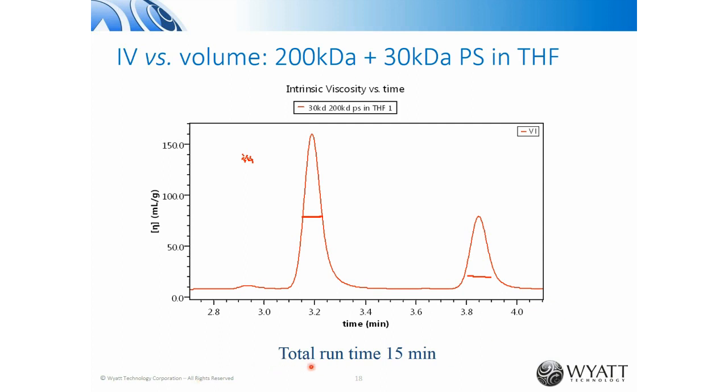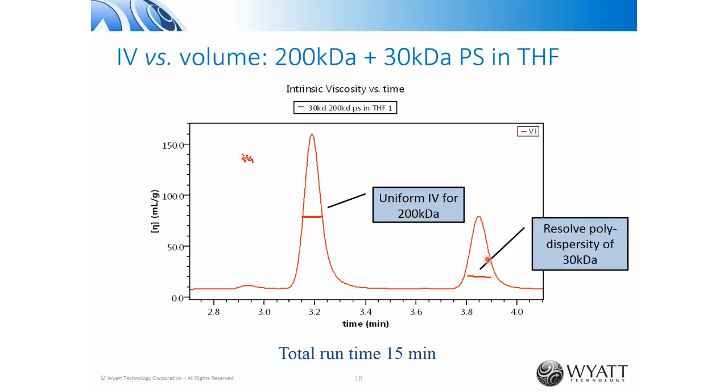Now we had to take 15 minutes for the delay volume to re-empty, but look at the quality of the data. The 200K is incredibly flat in its intrinsic viscosity, and that's because the 200K is a very narrow polystyrene standard. Interestingly enough, the 30K has a little bit of a slope to it, and it's well known that the 30K is not nearly as uniform as the 200K, but because the system's so stable, we can also get good data for this tiny little peak here, which is the dimer of the 200K, and you can see it's even baseline resolved.